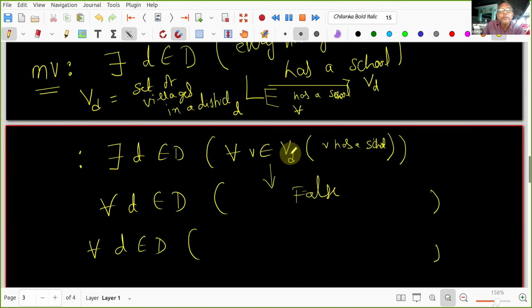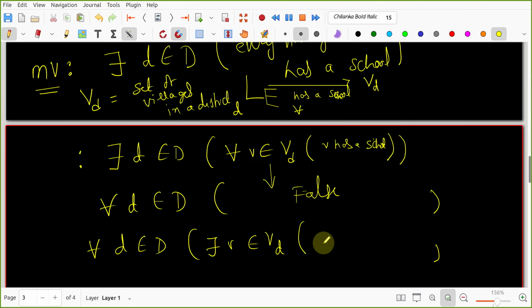Go ahead, please. One can find a small v from capital VD. Thank you so much. Yes, that is right. Wonderful. So one can find a small v in capital VD such that small v does not have a school. So this is wrong for that village, and that is wrong means v does not have a school.